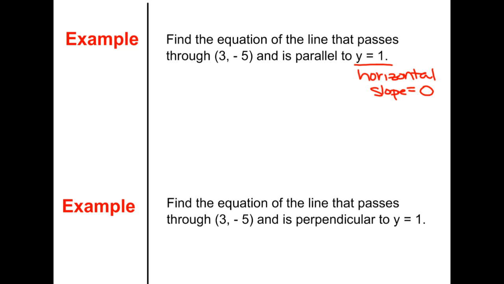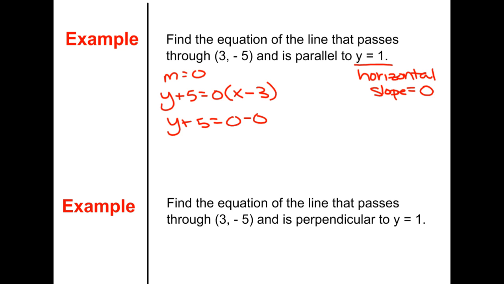All right, so our slope is 0 on this one, so we can plug it in. We know it's parallel and it passes through the point here. So let's plug in our points. M equals 0. So y plus 5 equals 0 times x minus 3. Now we go ahead and solve this. So y plus 5 equals 0 minus 0, so it equals 0, right? Now I need to subtract 5 on both sides, and we get y equals negative 5.